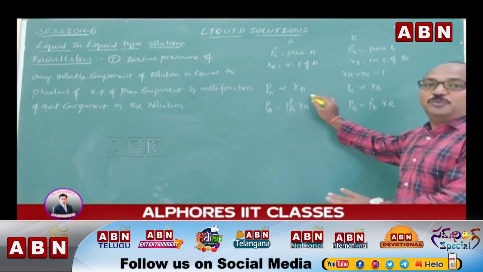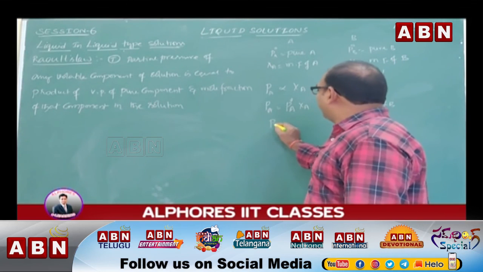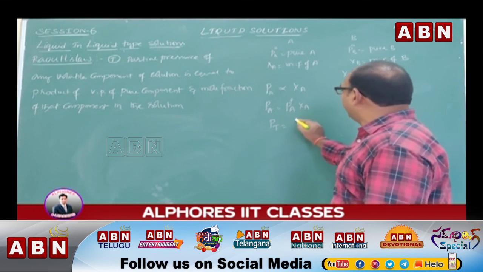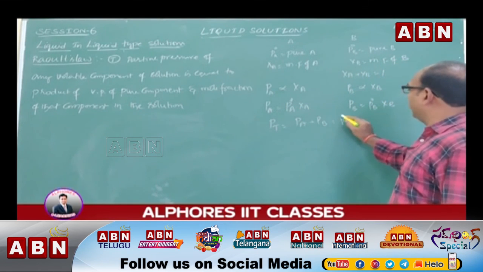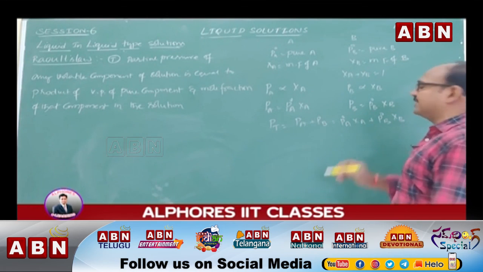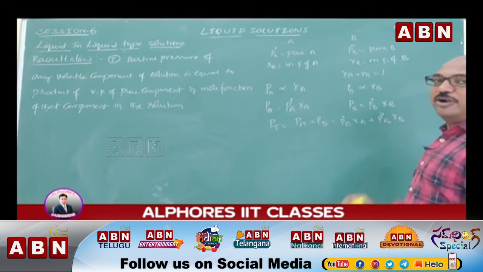So Pa is equal to P naught A XA, Pb is equal to P naught B XB. Now total vapor pressure of solution. Total vapor pressure of solution is equal to P total is equal to Pa plus Pb. But Pa is equal to P naught A XA and Pb is equal to P naught B XB. So P total is equal to P naught A XA plus P naught B XB.